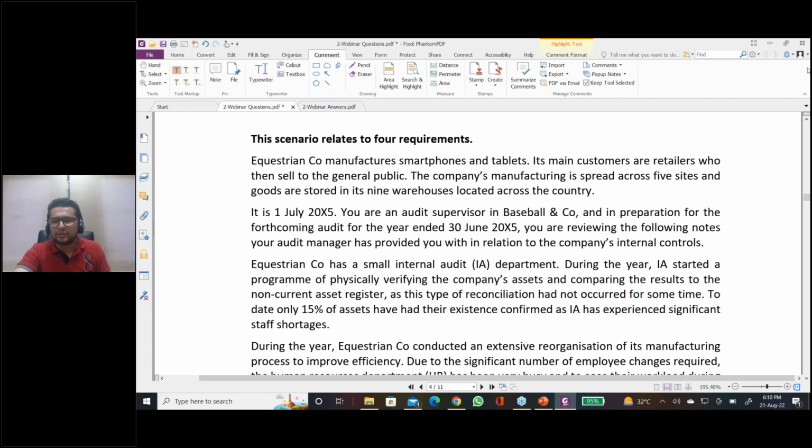Let's start the question. E-company manufactures smartphones and tablets. Okay, so it's a tech company. Its main customers are retailers who then sell to the general public. Fine. The company's manufacturing is spread across 5 different sites, and goods are stored in its 9 warehouses located across the country. No problem with that. That's pretty cool, normal. I'm done with the first paragraph.